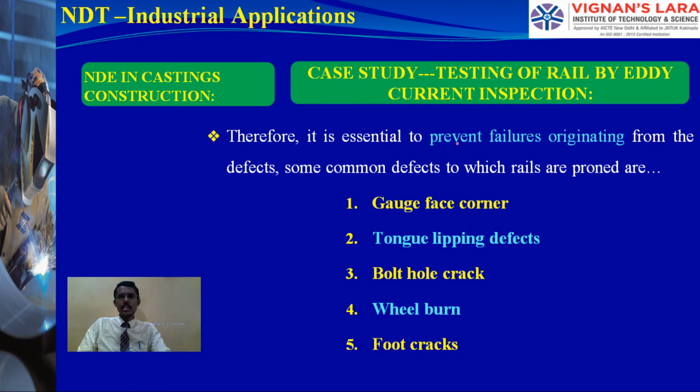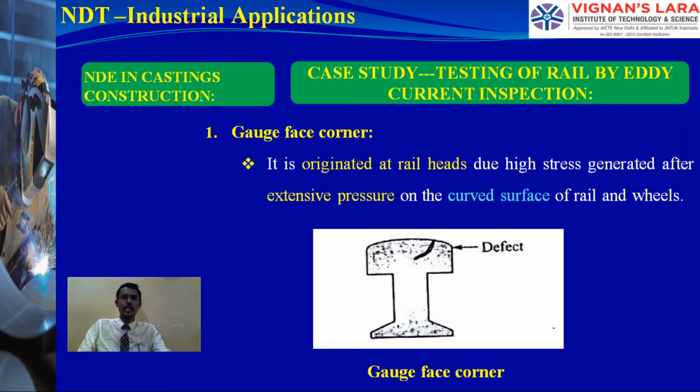Therefore, it is essential to prevent failures originating from defects. Some common defects in the railways are gauge face corners, tongue lipping defects, bolt hole cracks, wheel burns, and foot cracks. These are all related to the railway tracks and wheel areas. So those things we will see one by one now. Number one, the gauge face corner.